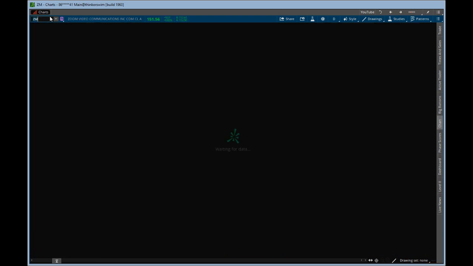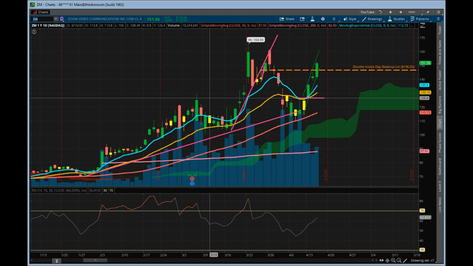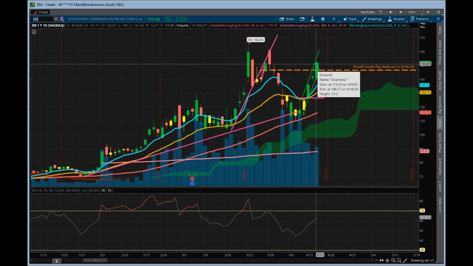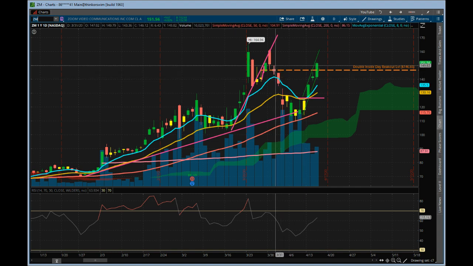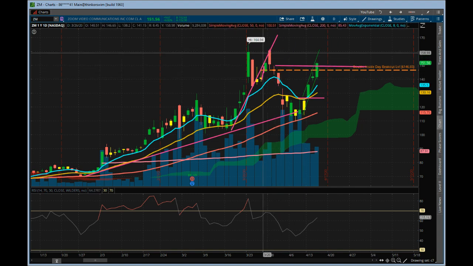And then ZM. Yeah, Zoom looks really good. I think Zoom looks pretty good here. Good volume, closed nicely above this pivot, this level right here. So it looks like it could be working to attack these levels right here, this high that's seen in the breakdown, and then of course its recent highs. So that's looking good too. I like Zoom. Raul, what's going on?